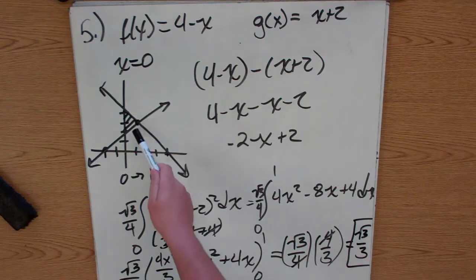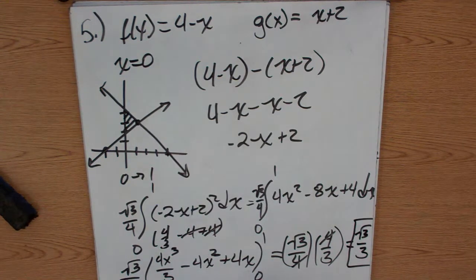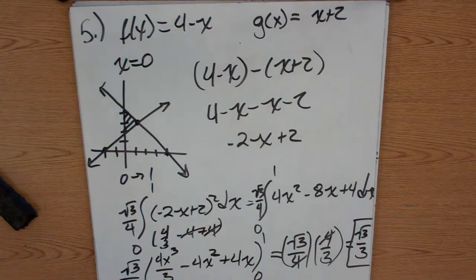Alright, that is the volume of this solid with cross sections perpendicular to the x-axis being equilateral triangles. Alright? So, this has been your Chapter 6 Volumes of Solids test review.